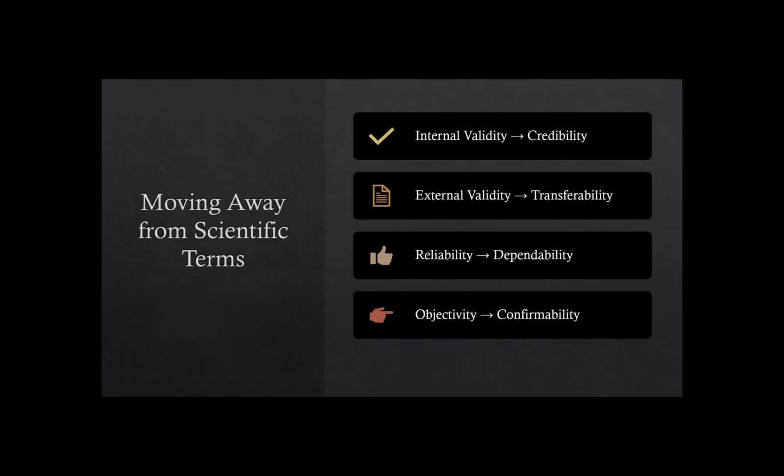This has traditionally been things like internal validity, external validity, reliability, and objectivity. And one of the shifting paradigms, especially from quantitative to qualitative research and then virtual research, is moving away from these scientific terms, so defining them as credibility, transferability, dependability, and confirmability.